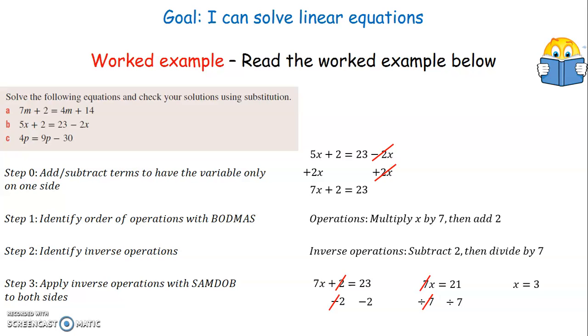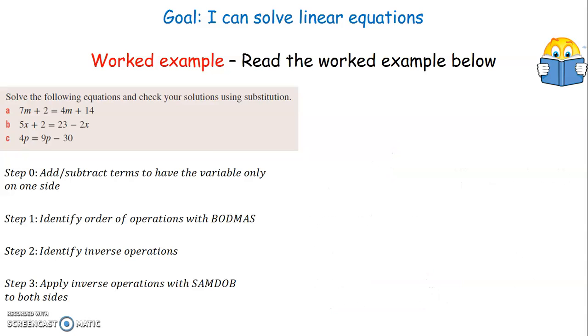Let's check our answer. So left hand side, 5 times 3, that's 15. 15 plus 2 is 17. Right hand side, you've got 2 times 3, that's 6. Then 23 minus 6, that's also 17. So equal values. Perfect.